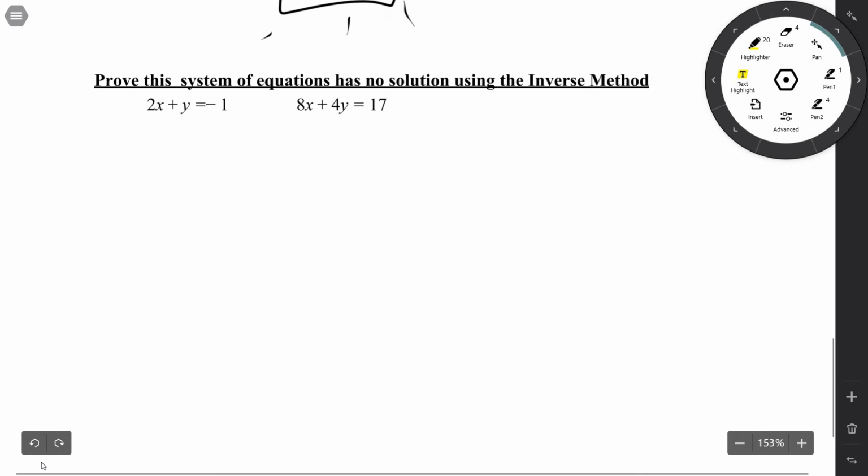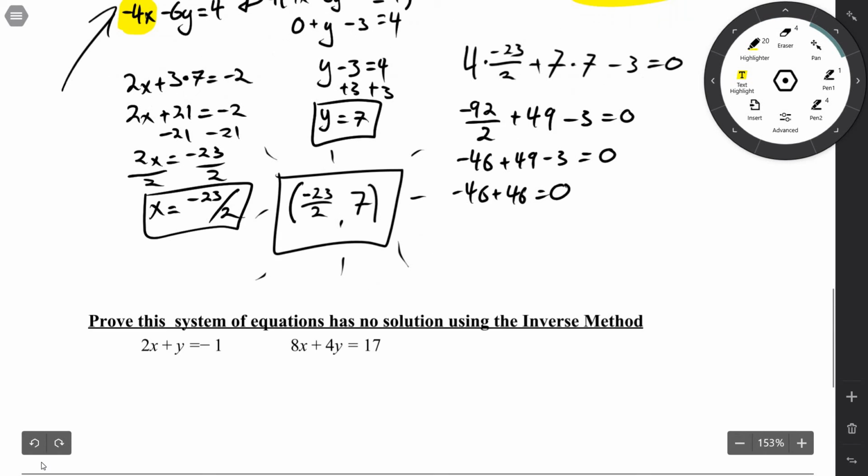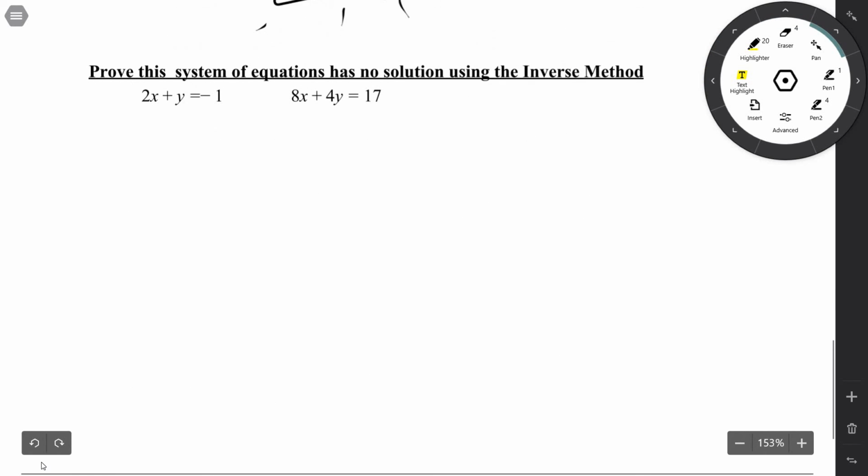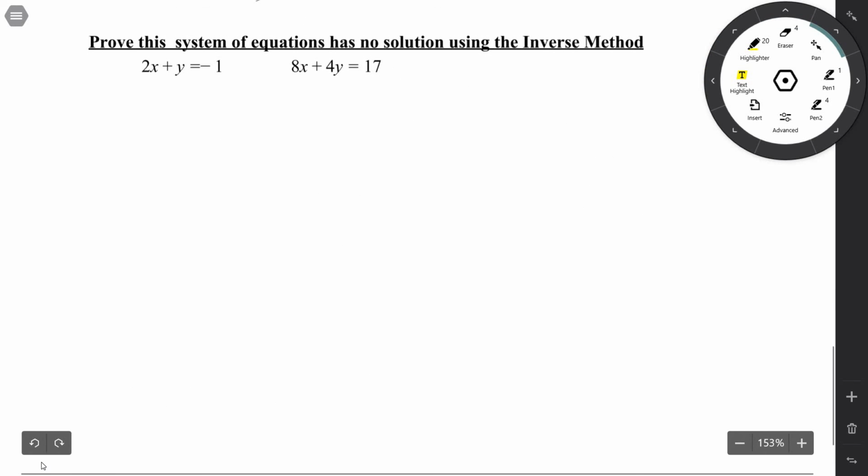Right. One more here. We're actually going to use the inverse method to prove that this system of equations has no solutions, which, if we remember, just means they're going to be parallel lines.